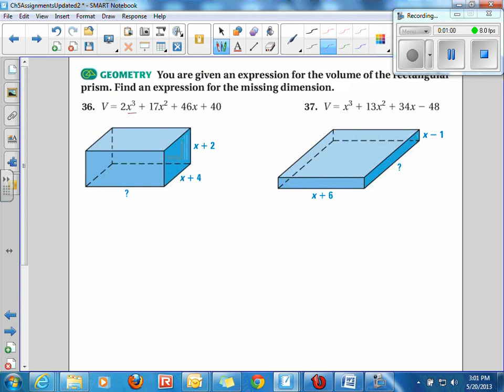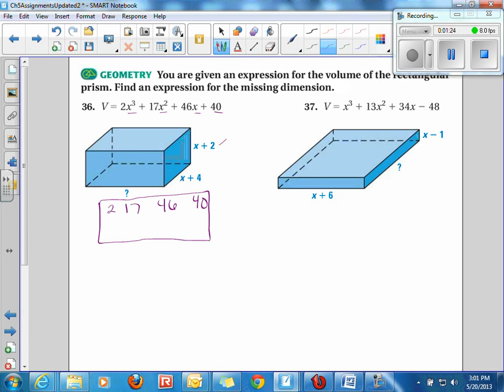Let's see if there's any gaps. I've got x cubed, x squared, I've got x, I've got a constant. All the spaces are accounted for, so I don't have any gaps that I need to put any placeholder in for. So I'm just going to put my coefficients in the box. So it'd be 2, 17, 46, and 40. And then I'm going to divide it.